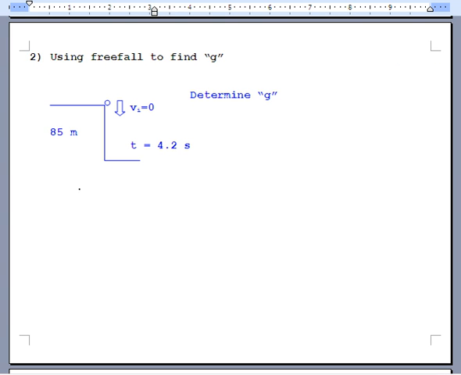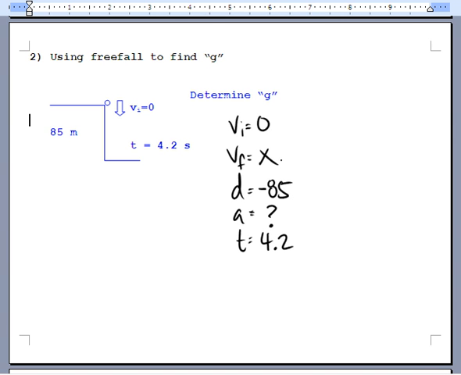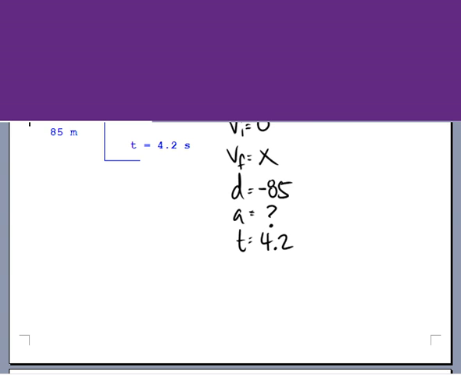So this one we're going to do our VIF-DAT list. And I'll sketch this one out with you. VI, VF, DAT. The initial velocity is 0. We've got a displacement. Remember, it's falling down. It's negative 85. Time is 4.2 seconds. And this time it's actually, gravity is an acceleration, right? That's what we're after. So we don't have our radar gun. We don't know how fast the thing's going when it hits the ground. We need an equation that doesn't have VF.